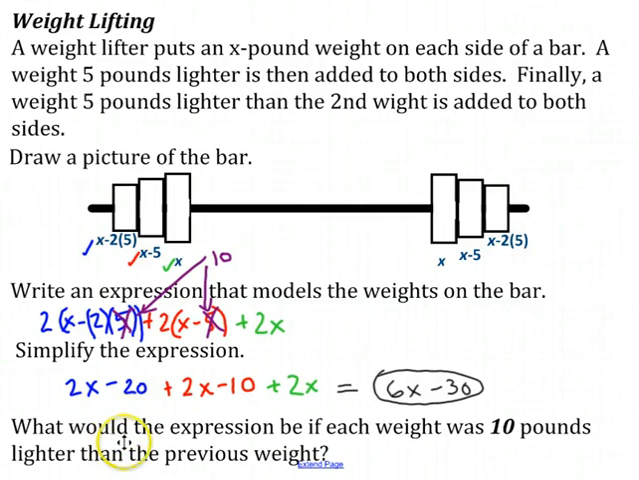The expression, all you really have to do is change the 5s to 10s, so it becomes 2x minus 40 plus 2x minus 20 plus 2x. Simplified all the way down, it becomes 6x minus 60.